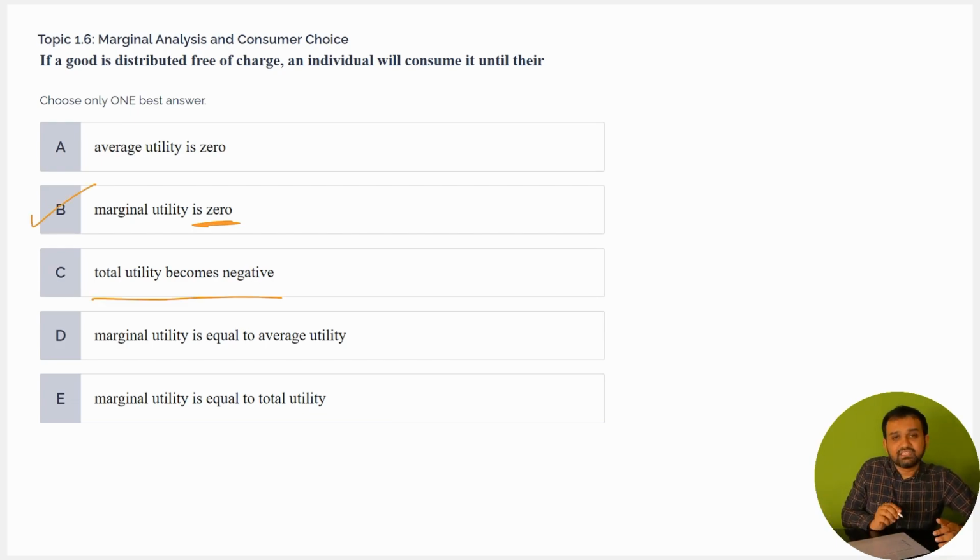Why not "total utility becomes negative"? That just means that, let's say for the first 5 cups of coffee, you had positive marginal utility for all of them. So you add them all up, you get a large total utility. So you don't stop until your total utility becomes negative? No. You stop at the highest point of your total utility, when your total utility is maximized. And that will happen as long as marginal utility is greater than or equal to 0. You won't wait until total utility itself becomes negative. So that is why C is not the right answer.